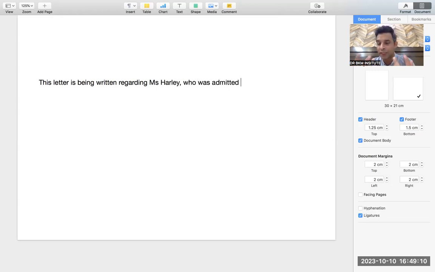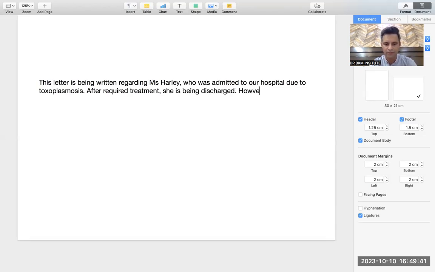This is a passive voice: who was admitted by someone, or by us. So was plus third form is a passive voice. Who was admitted to our hospital due to toxoplasmosis, after required treatment. It is not given, but in normal letters it would be given that her condition has improved or not after required treatment. But it is not given, so I will not write it. After required treatment, she is being discharged. Now she needs follow-up care. So these are the commas: after required treatment, comma, she is being discharged.